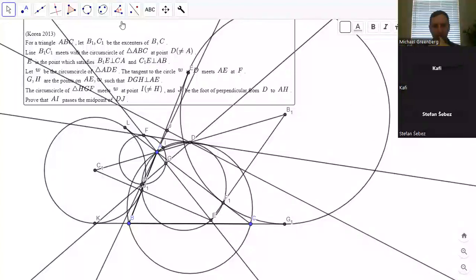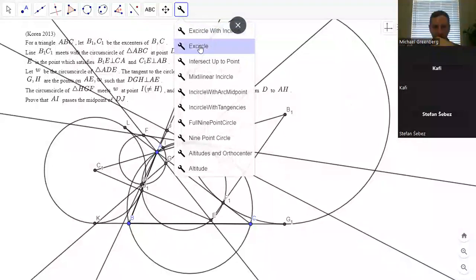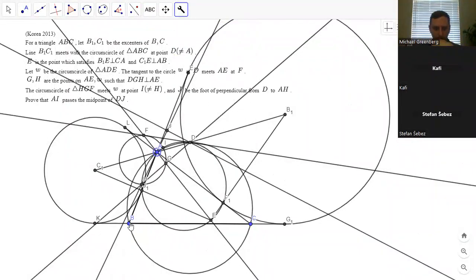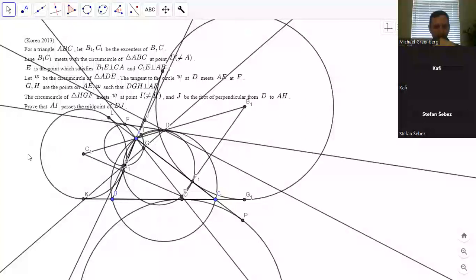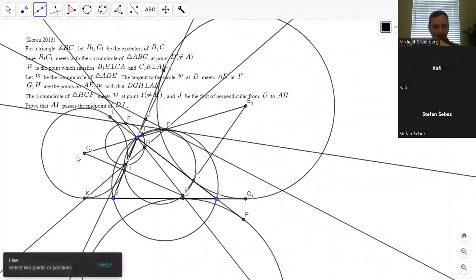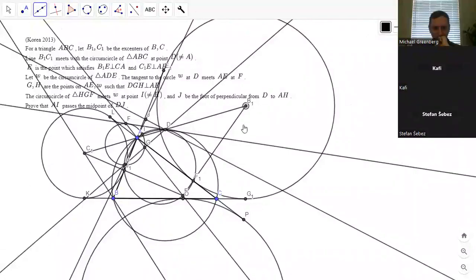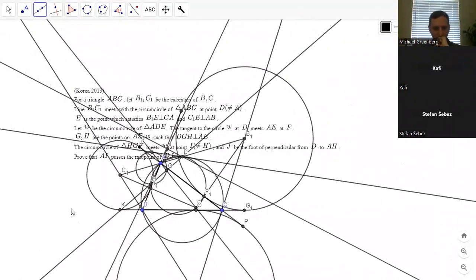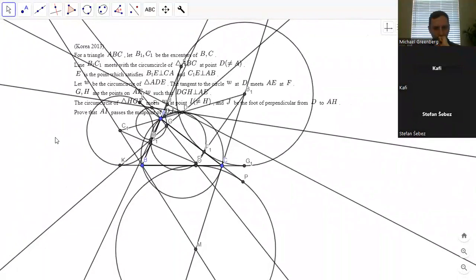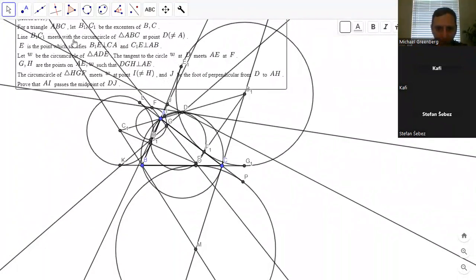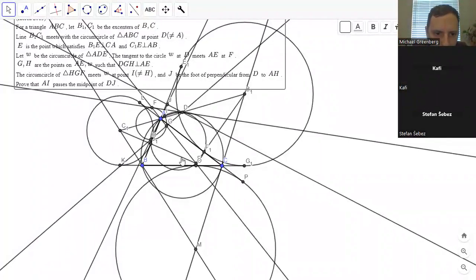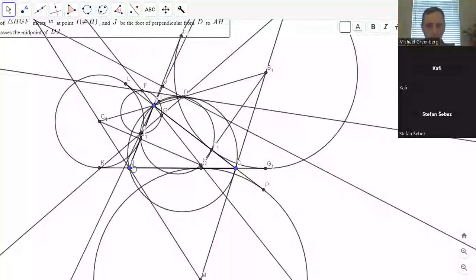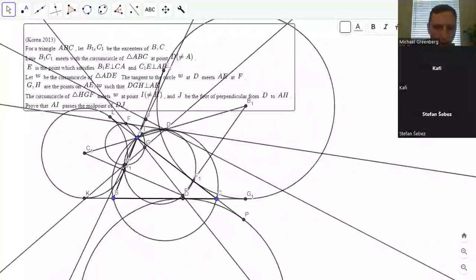So, one second. Let me do it right now. Dang it. You could have just intersected C1B and B1C. That's true. All right. So yeah, this is very messy. So let me clean up the diagram just a little bit. Firstly, hide the circles. You don't need them at all.